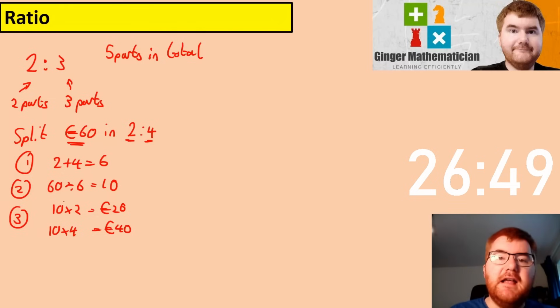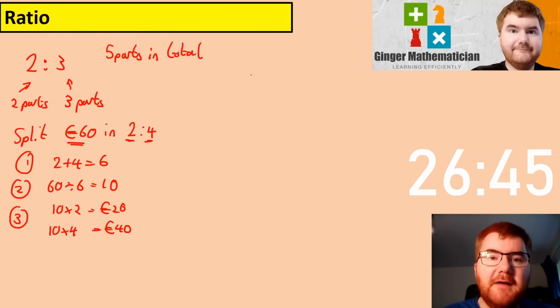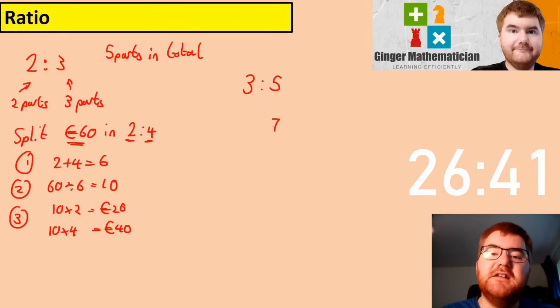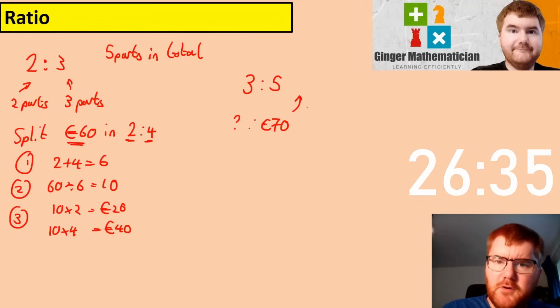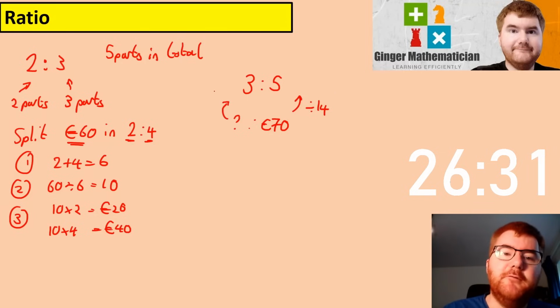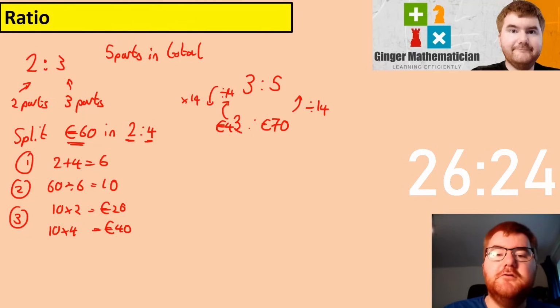Sometimes I'll get you to do a problem-solving question. So for example, you have the ratio 3 to 5, for example. You know this side is going to be 70 euros, and you have to work out this one. Again, all we do is work backwards here. So we work out, okay, this is divided by 14. So this would also have to be divided by 14, but we're working the other way. So we're going times by 14, and that will give us 42 euros.